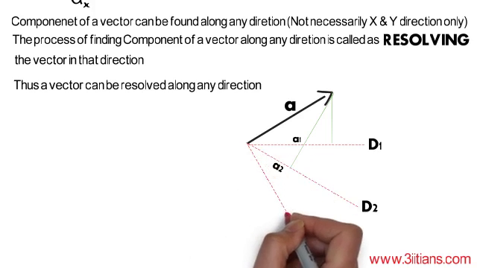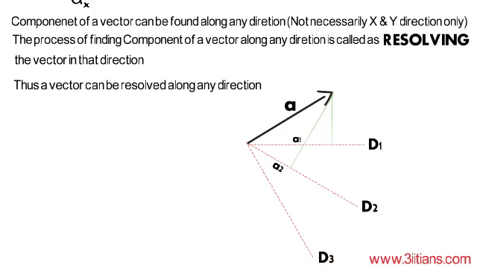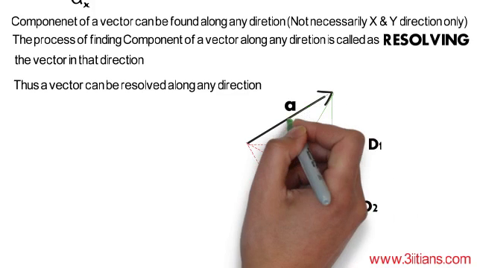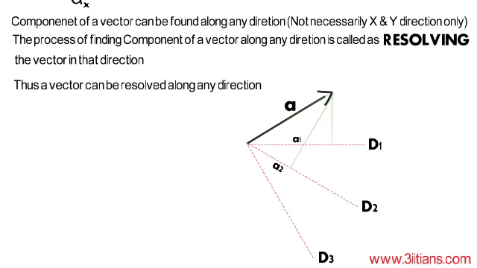Similarly, let us take a direction D3 perpendicular to the vector. If we drop a perpendicular from the head of A to the direction D3, the foot of the perpendicular will lie on the tail of the vector A. Thus, the length of the component along the direction D3 will be equal to 0 because D3 is perpendicular to the vector A. Or we can say because the direction D3 is perpendicular to vector A, there will be no component of the vector along that direction.